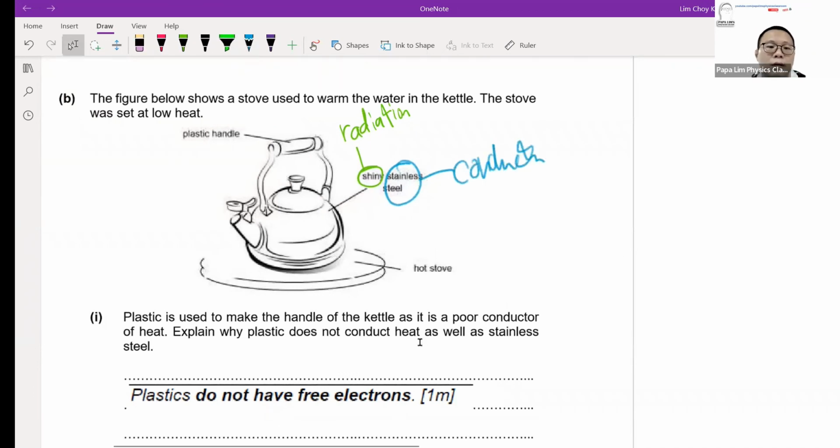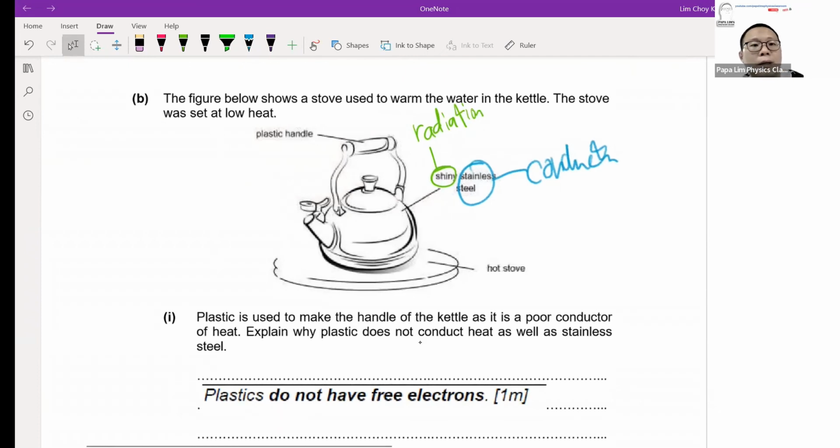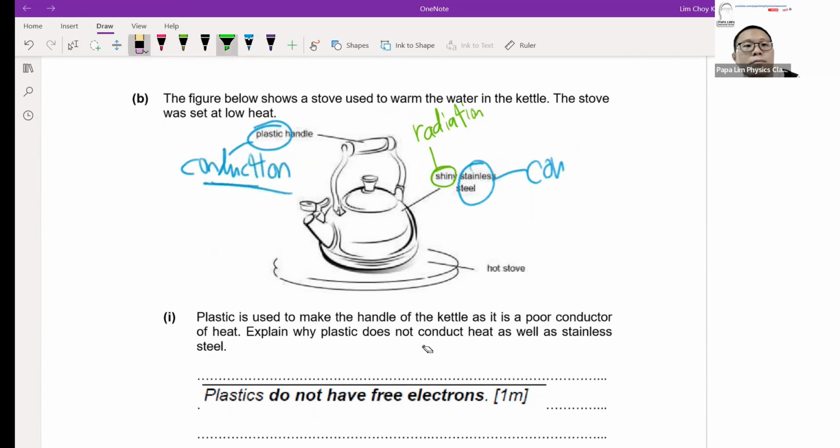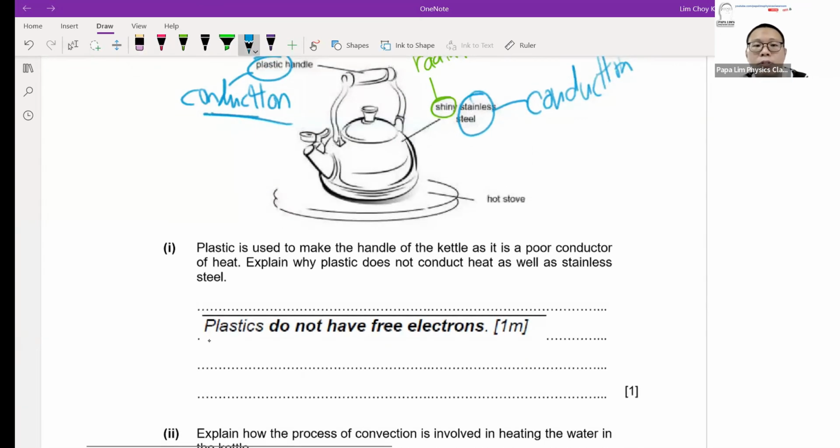Okay, so now let's take a look, and after that we look at plastic also. Plastic is also about the material, so it's definitely about conduction. So these are the various clues. These clues actually tell us what method we are focusing on. So that's why in part one, we talk about plastic being used to make a handle because it's a poor conductor.